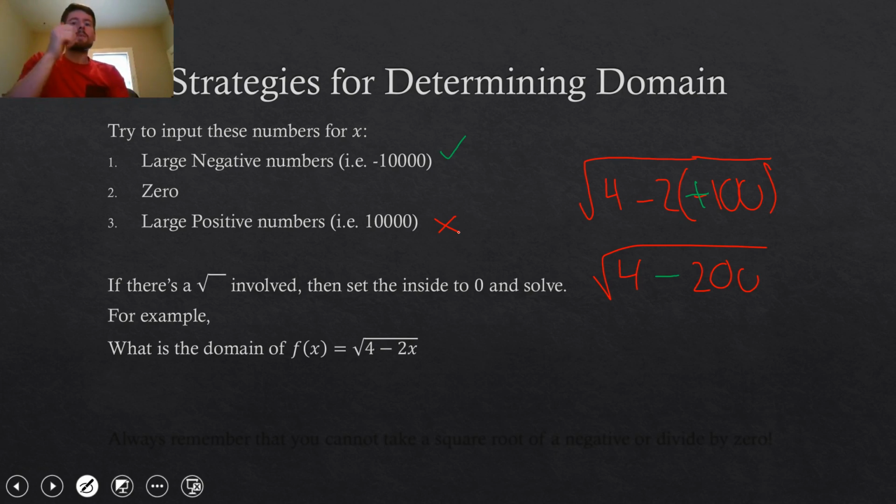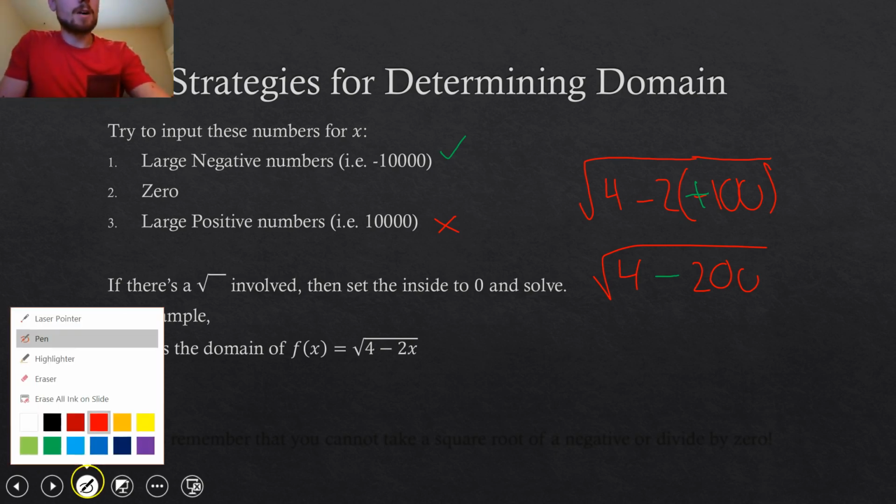I want the inside to be 0, and then I can decide, do I want to go less than this number or more than this number? If I go more than this number, what's going to happen? And if I go less than this number, what's going to happen? So let's test this out.